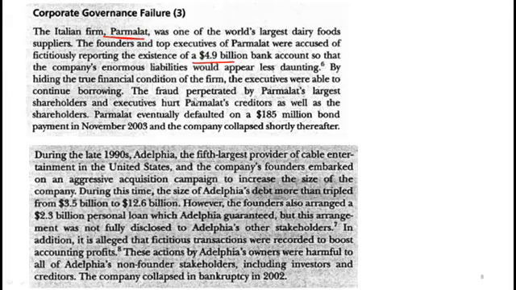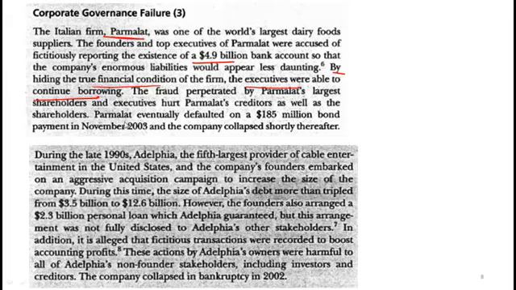The fraud perpetrated by Parmalat's largest shareholders and executives hurt Parmalat's creditors as well as the shareholders. Why? Because obviously they could not generate profit for the shareholders, so the stock price fell. And then if the company's assets lose so much value that equity is down to zero, can you go into negative equity? Yes, because you get to a point where the liabilities are more than the assets.